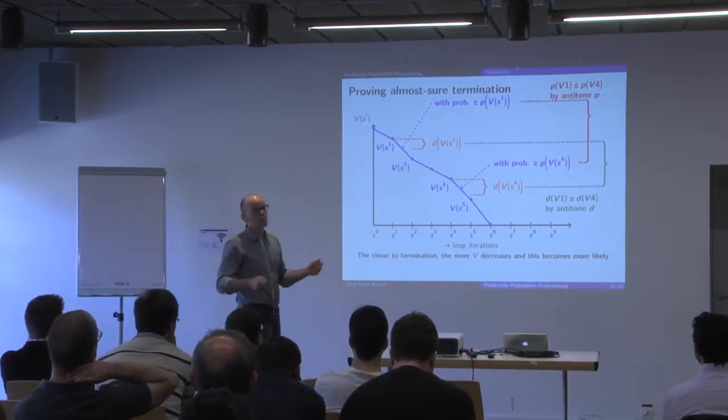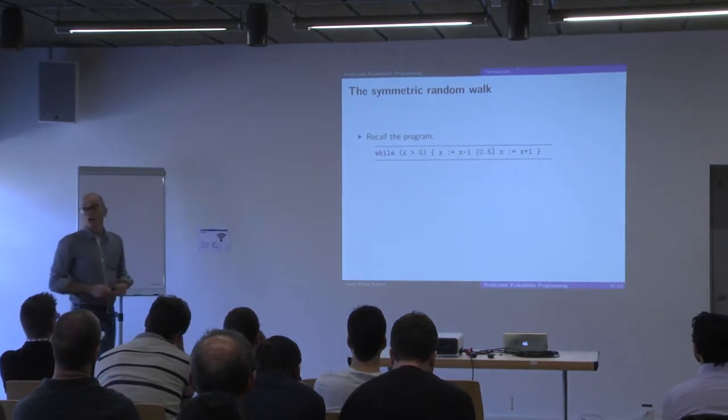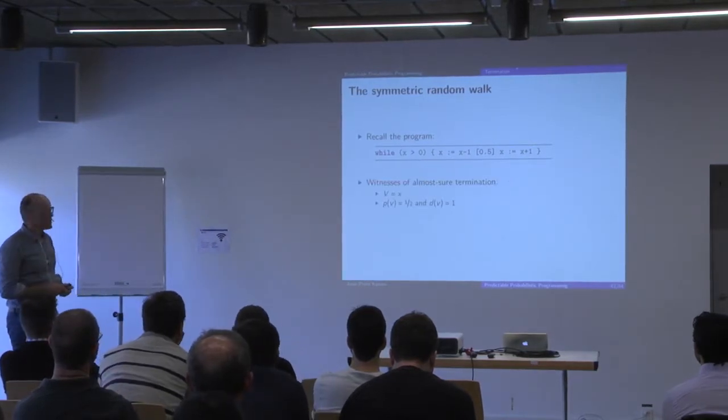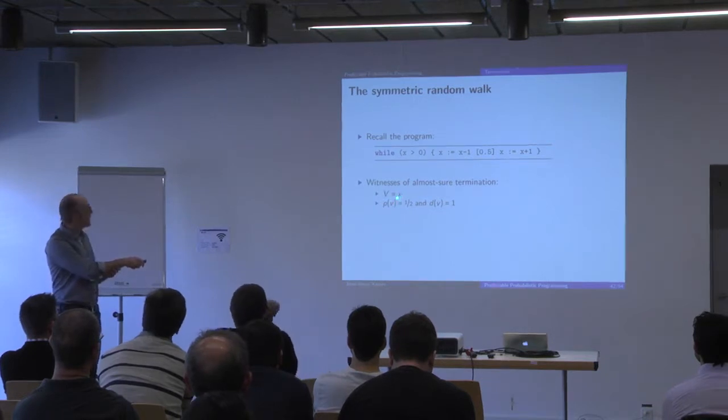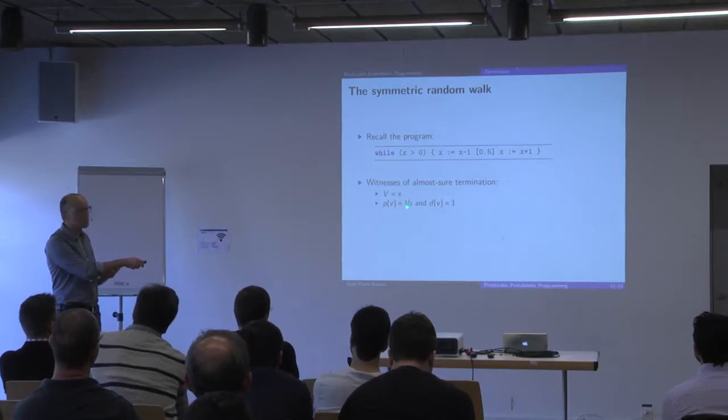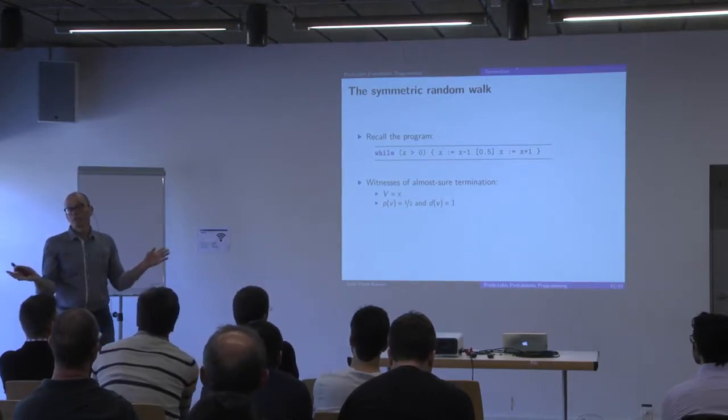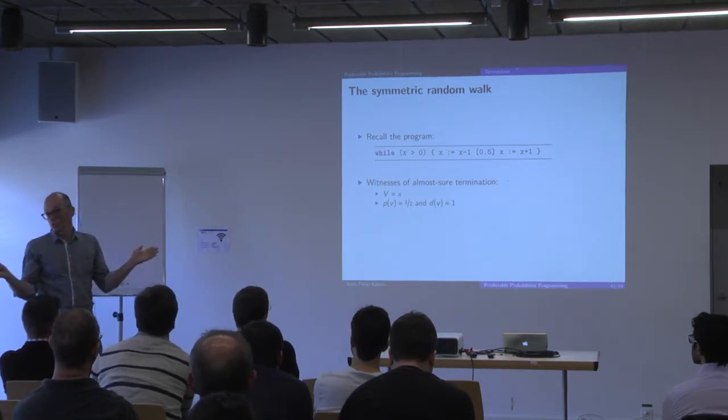So how does this work? Here was the random walk. What is the witness of almost sure termination? I take the value of x, and I know that the value of x is going to decrease by 1 on expectation with probability 1/2. And that's all. End of proof, because the proof rule is sound.